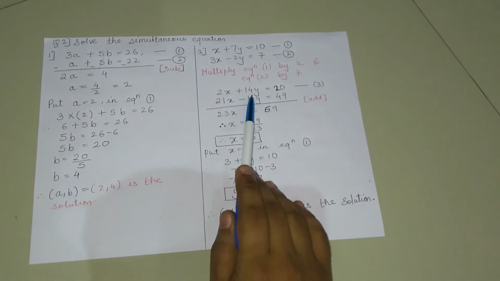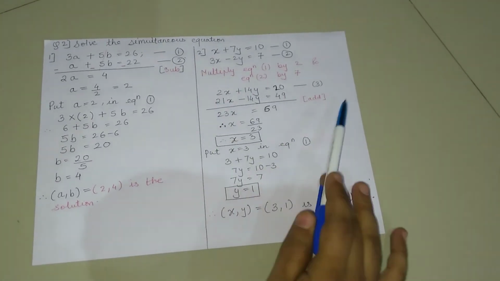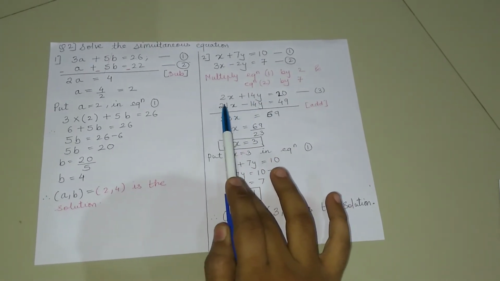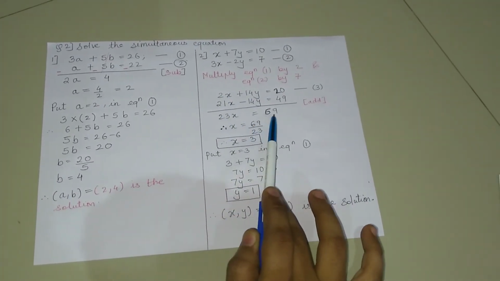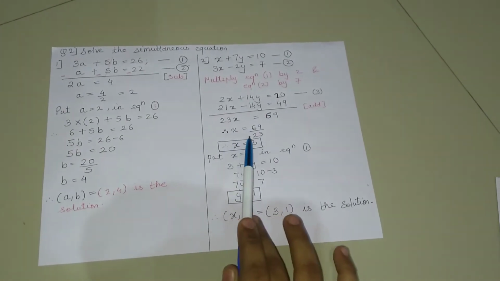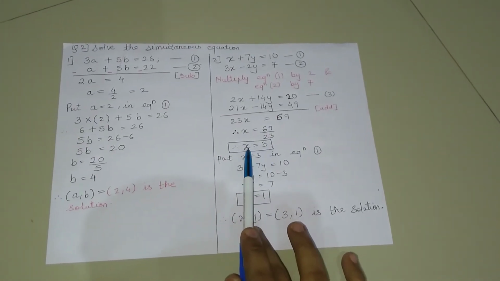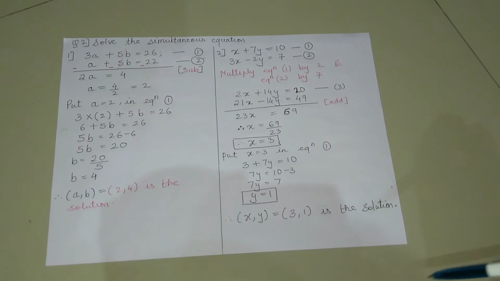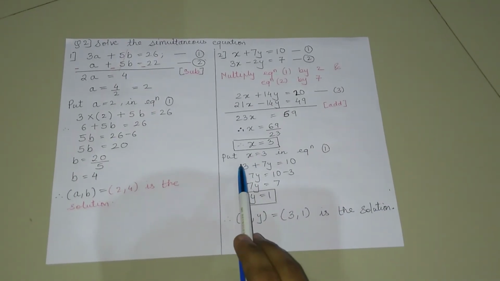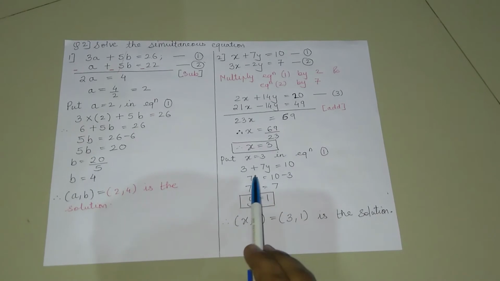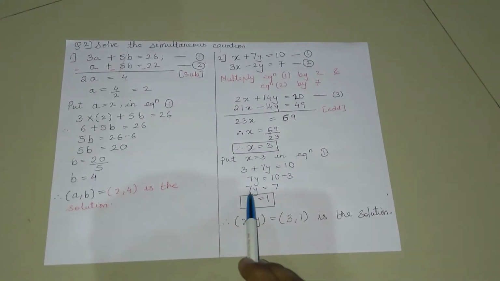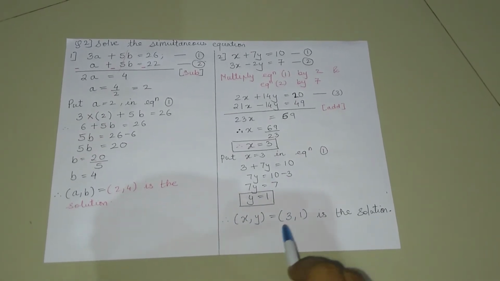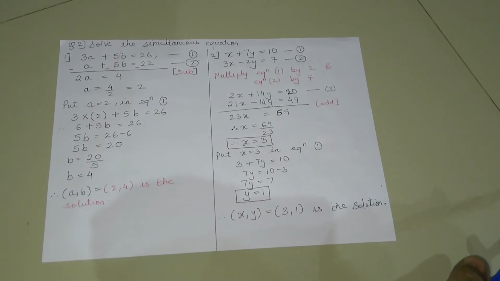Now we have the same pair, and we have opposite signs. So now we can add. By adding both equations, this term will get cancelled. 21 plus 2 is 23x is equal to 69. So x is equal to 69 upon 23. Here the value of x is 3. Now we will substitute x is equal to 3 in equation 1. So 3 plus 7y equal to 10, 7y is equal to 10 minus 3, that is 7y equal to 7, that is y is equal to 1. So x comma y is equal to 3 comma 1 is the solution.